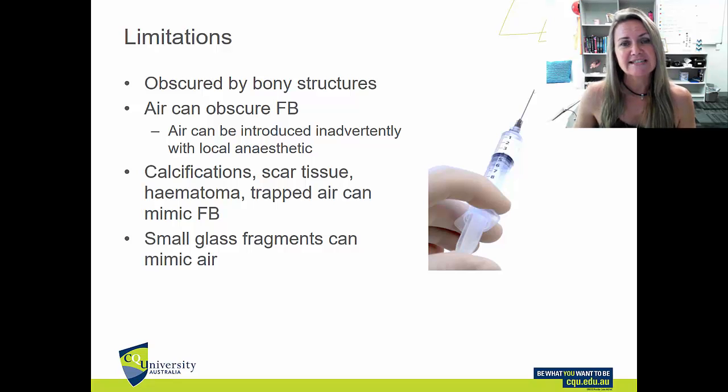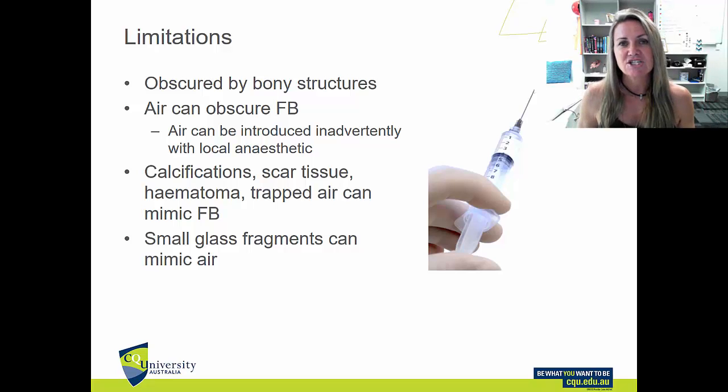Now, if they have had a visit already to the hospital or doctor, they may have had a local anaesthetic before the medical professional has used the scalpel or made an incision, and unfortunately that hampers our job because it introduces air bubbles, and as we've just talked about, air bubbles can mimic glass shards, for instance, so it makes it very, very hard for us to be very definitive about whether or not there is still a foreign body in there or not.